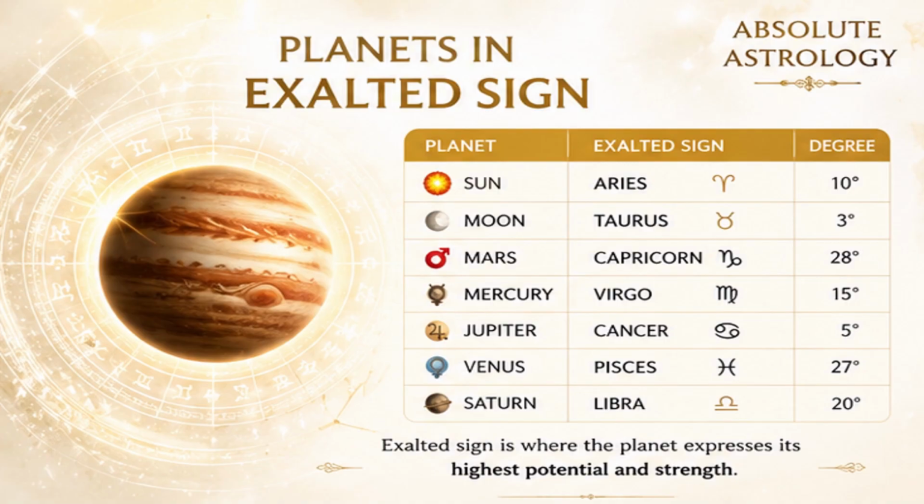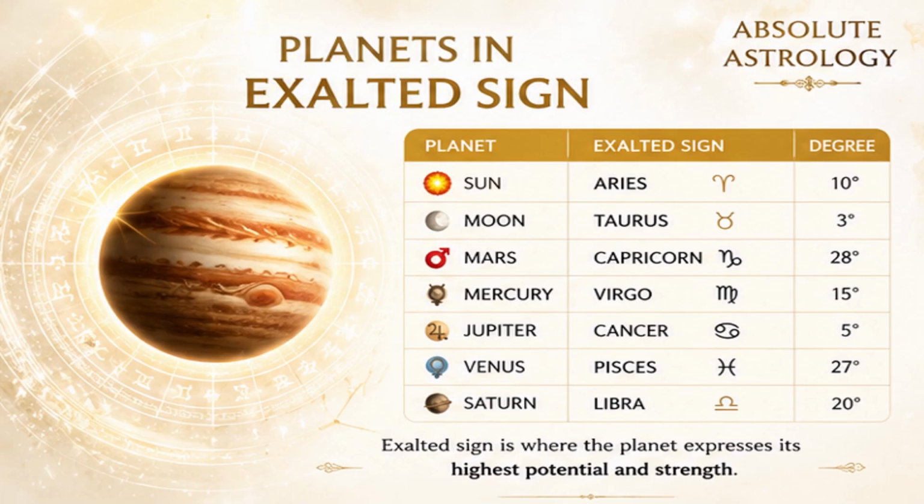And Venus is exalted in Pisces, which is very powerful. So if Venus is aspecting a debilitated planet, this will create a Neecha Bhanga Raj Yoga. In the same way, if Saturn is aspecting from Libra, Saturn is exalted and powerful, and the aspect will cancel the debilitation.